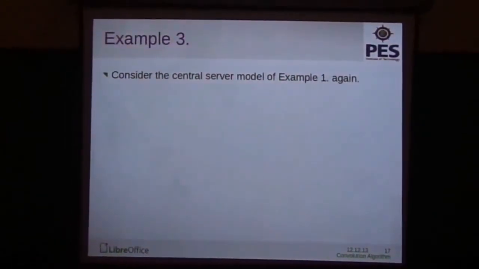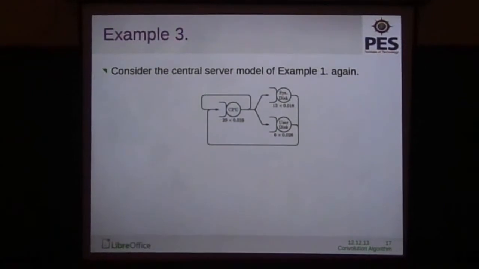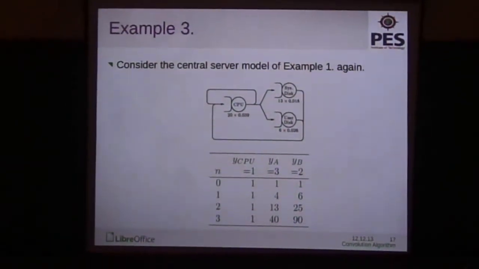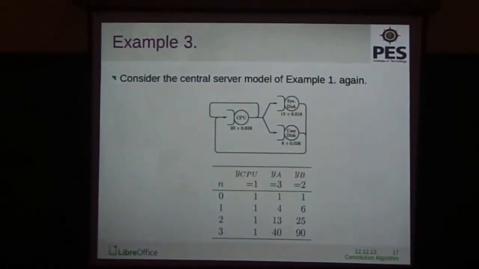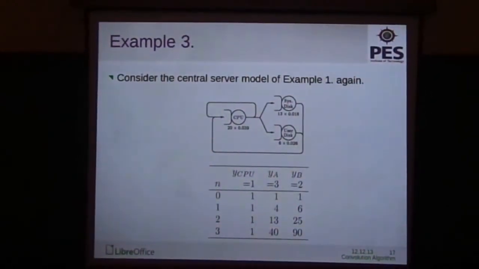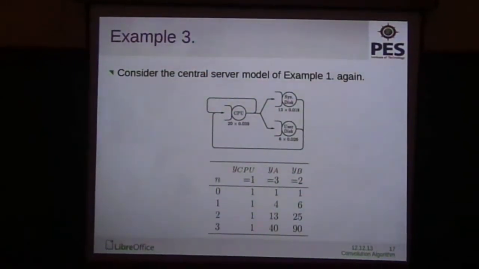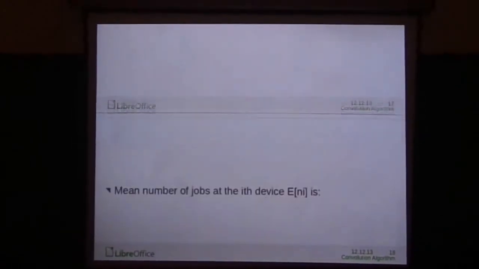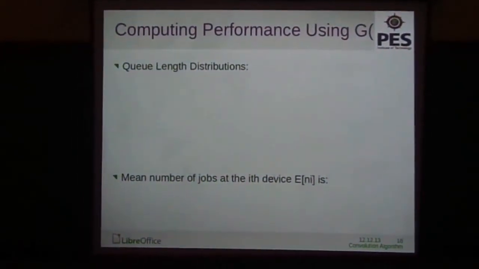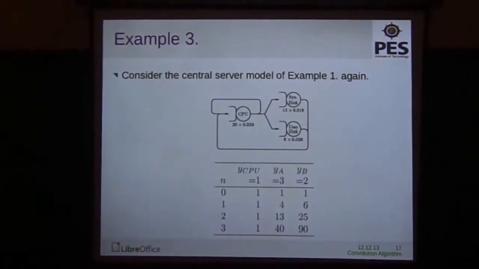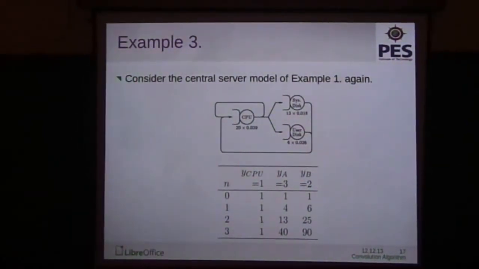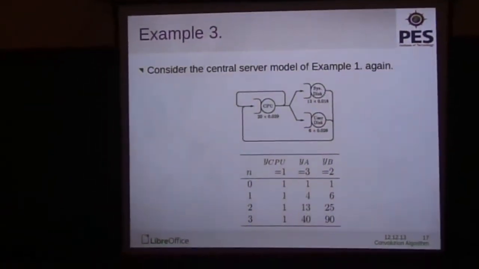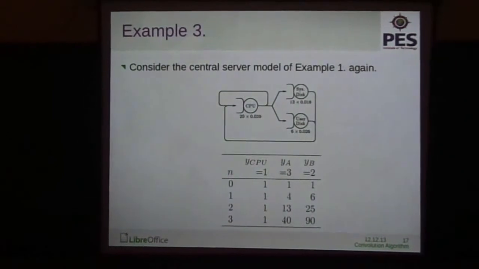Consider the central circular model of example 1 again. Using the convolution algorithm, we can compute Gn as shown in this table. The first row of the table is initialized to all ones. The first column consists of successive powers of y1, which in this case happens to be 1. Each of the remaining entries is obtained using the entry to its left and the entry above in its equation.